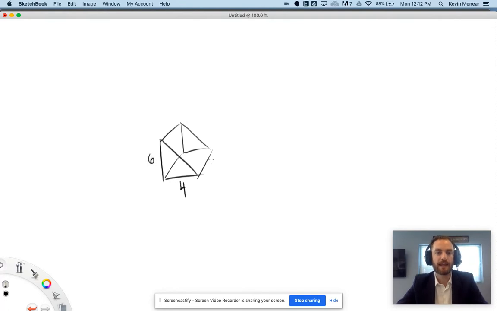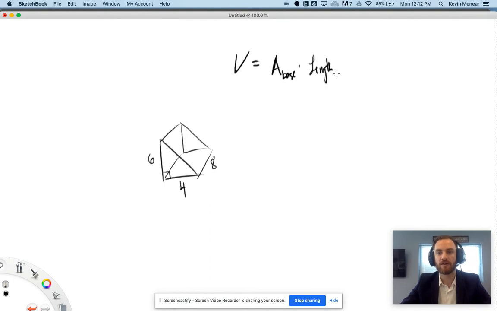Cool. And let's give it a length of 8. All right. And this is a right triangle, so it makes it easier for us to get the area of that triangle. Okay. Well, now in this case, I don't have a bunch of cubes that I'm adding up, but let's use the same process that I used for the rectangular prism, where the volume is not just length times width times height, it's actually the area of the base times the length of the prism.